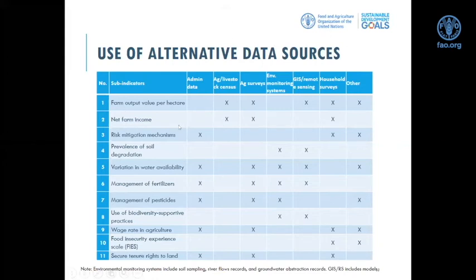Now, how to use these different sources of information? Administrative data, census: this is the approach which has already been developed. Now, environmental monitoring systems, GIS and remote sensing, household surveys, others. How can countries use these to report on SDG 2.4.1? This is indicated in the methodology, but it is not developed fully. And this is the stream of work that I was talking about in my previous slide.